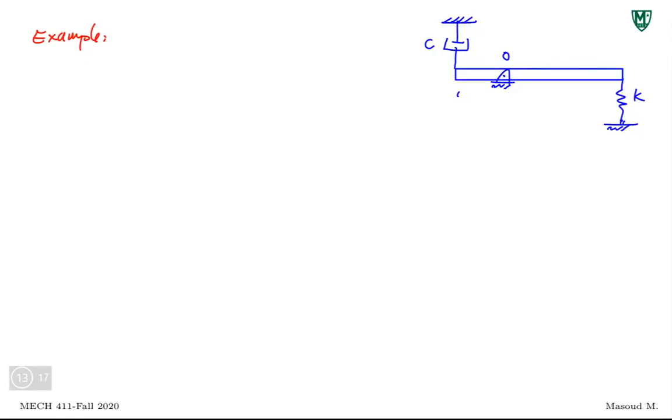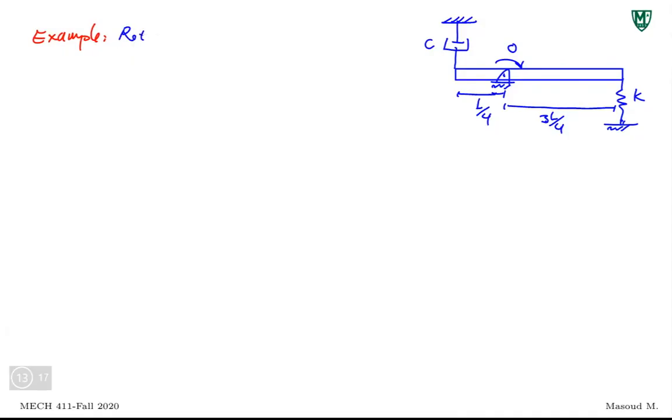I'm going to give you the distances. The full length is L. This is L over 4, and this is 3L over 4. And the bar is rotating around point O. This is point O. Now, you are asked, well, don't forget these assumptions.